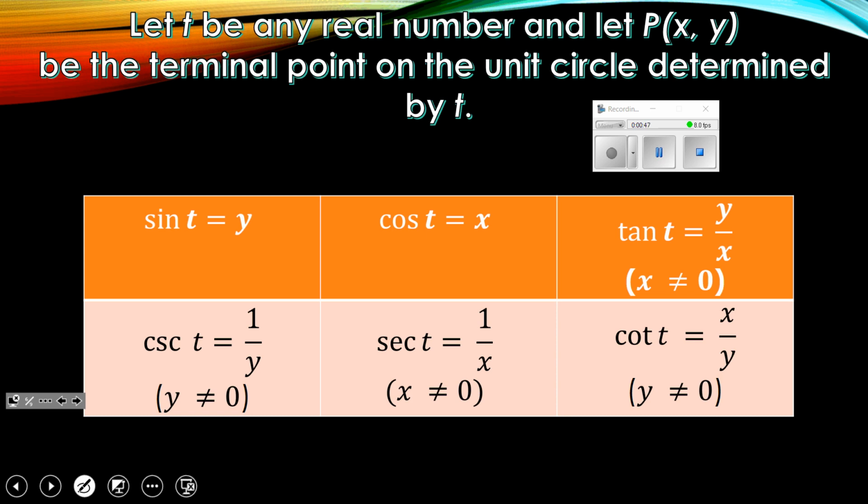But t is like the point. Cosine of pi over 3. Does that make sense? T is just a variable that represents a number. Okay, in this case, it's going to represent a degree or a radian. Okay, but cosine is going to be equal to your x. Tangent is going to be equal to the y over the x.